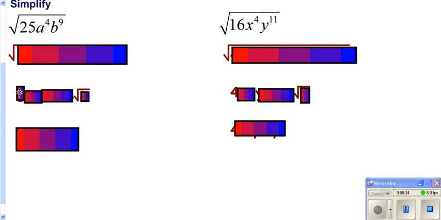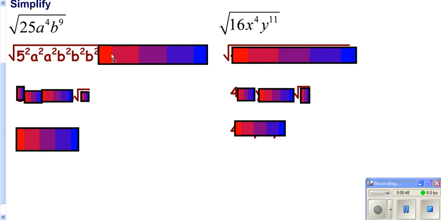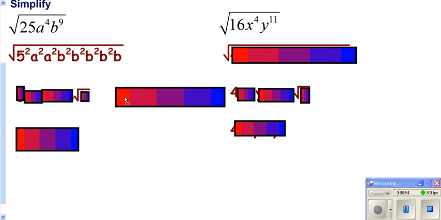We need to simplify. It's a square root, and you know 25 is 5 squared. A to the fourth is an a squared times an a squared, because remember, you got to add your exponents. And b to the ninth, so it's b squared, b squared, b squared, b squared, which is b to the eighth, so you're going to have an additional b hanging around.